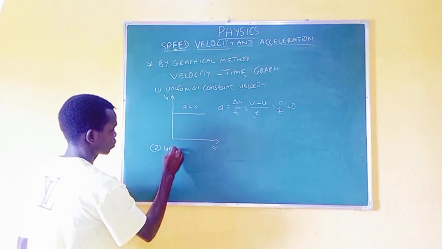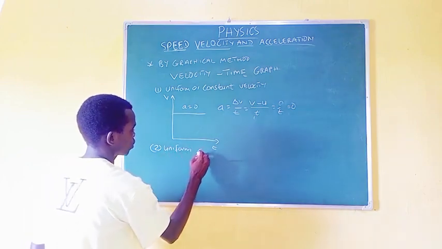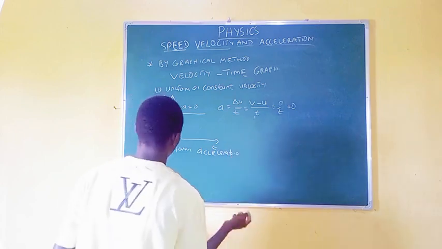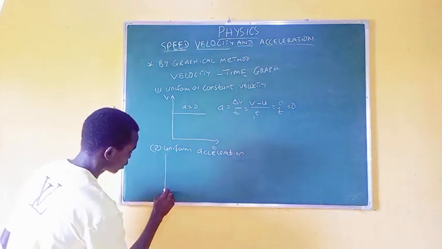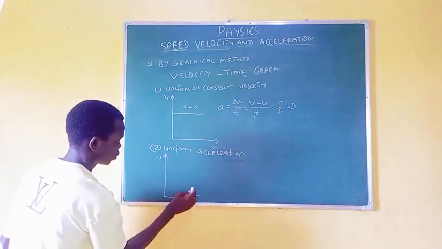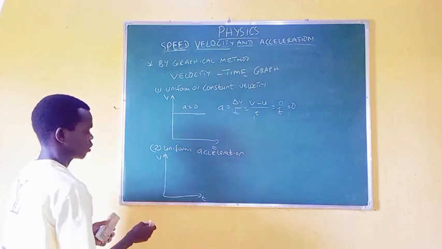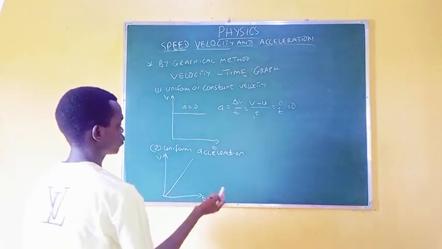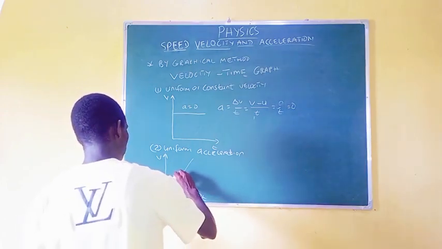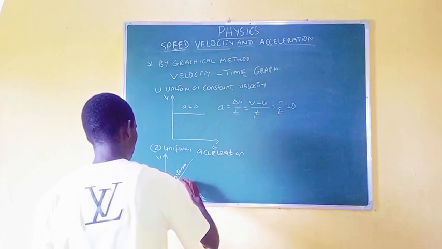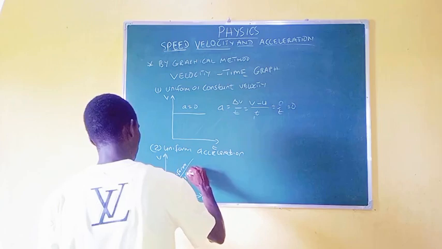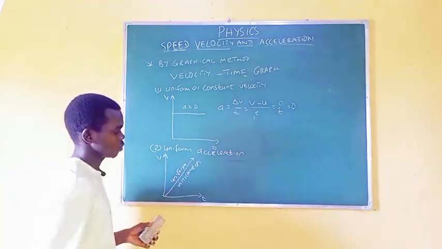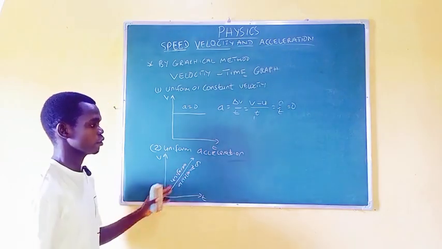For uniform acceleration on the velocity diagram, V over t, the slope will represent the uniform acceleration. There's uniform acceleration where there is increase in velocity.